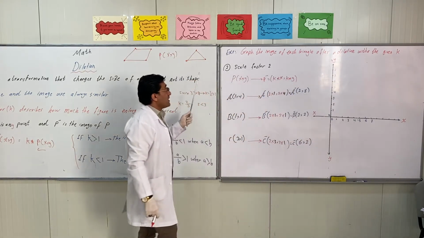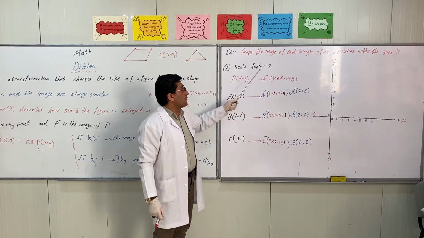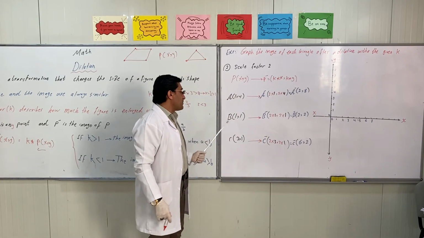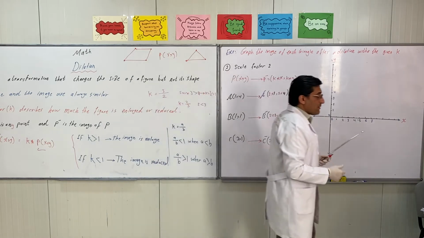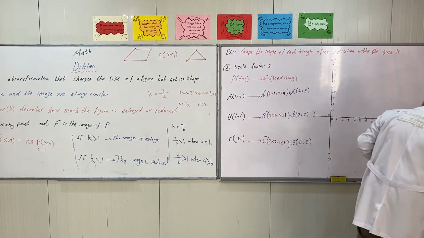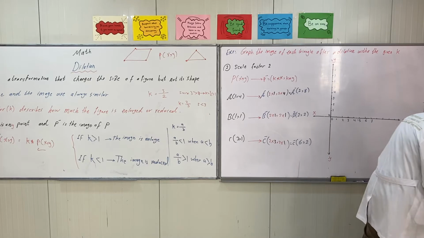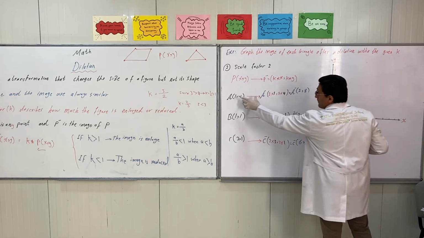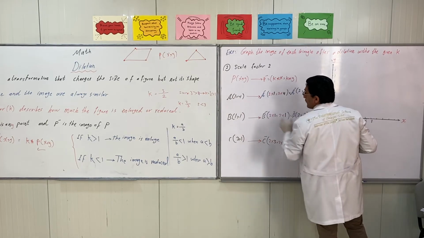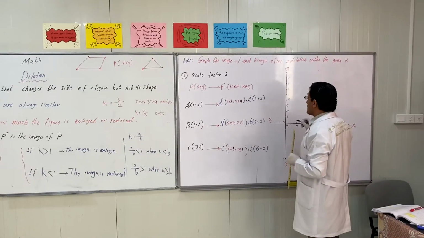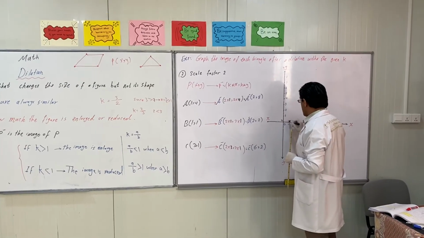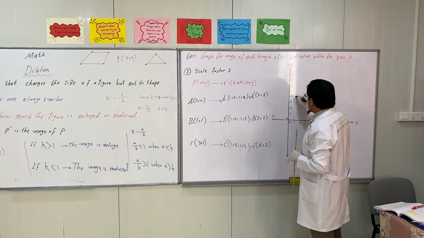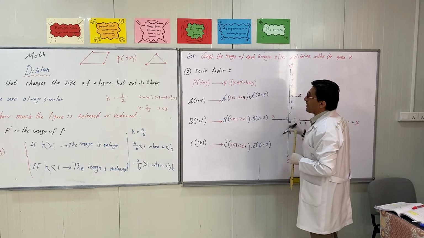Graph the image of each triangle after a dilation with the given scale factor. The scale factor K is equal to 2. So how can we find the image of triangle ABC? First of all, plot points A, B, C on the XY coordinate plane. A is (1, 4): X equal to 1, Y equal to 4, so this point is A.